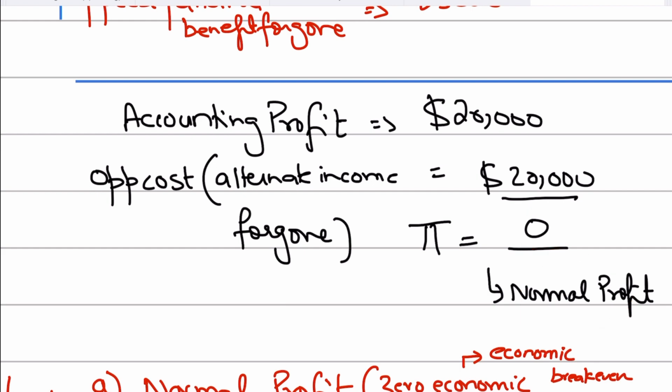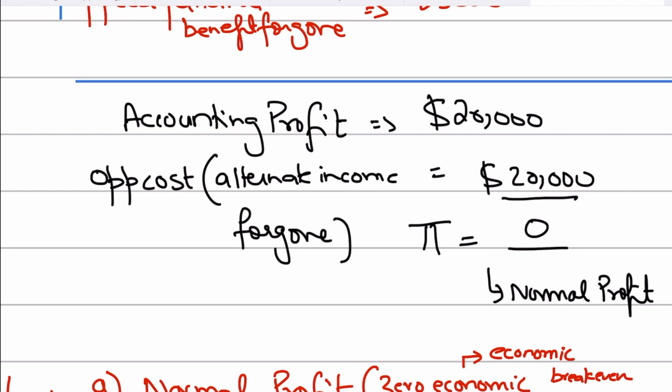देखिए, नॉर्मल प्रॉफिट में इकोनॉमिक प्रॉफिट जीरो है, लेकिन एब्सोल्यूट प्रॉफिट 20,000 ही है. सो नॉर्मल प्रॉफिट एक सिचुएशन को रिप्रेजेंट करे. It's representing a situation with the amount of absolute profit earned, that is the accounting profit, is just equal to the alternate source of income that could have been earned by not doing the business and using the factors of production into some another use.